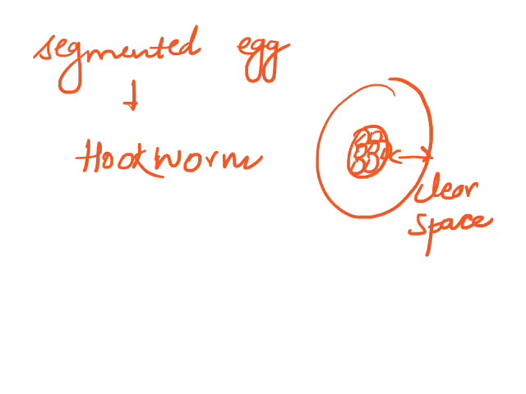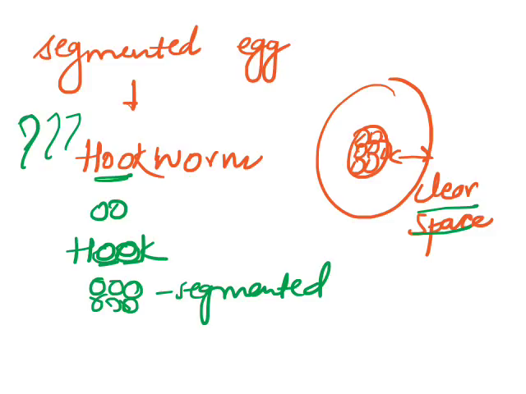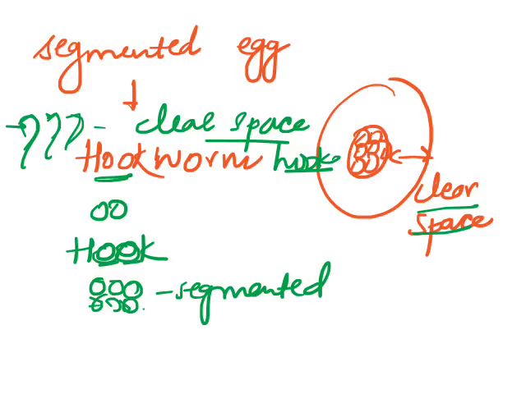How do you know that hookworm has a segmented egg? It is only hookworm in which the spelling has a double O, that is two eggs coming together. So hookworm, double eggs means there are multiple eggs, that is a segmented egg. And you have a clear space. We use hooks in the room to hang our things, to keep the room clean. So clear space, we use hooks. So hookworm has clear space and segmented eggs.